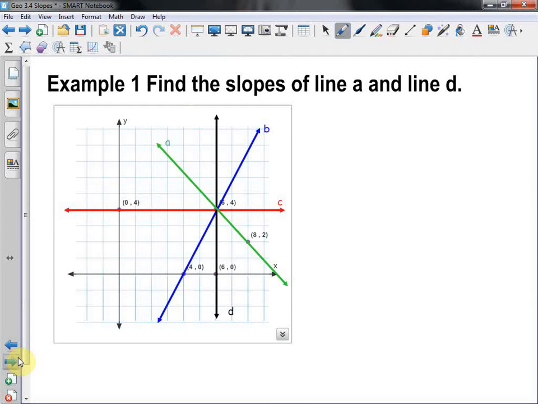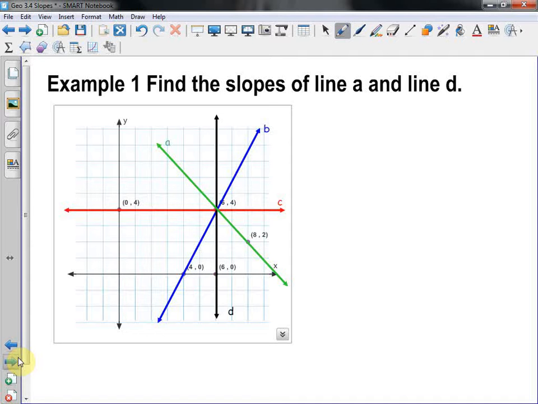When you find slope, you have to write m equals slope, like the slope method. That's the official way to do it. When you get to the end of the problem, I want to see the m equals part. We'll go ahead and do a couple right now. So we want to find the slopes of line A and line D.